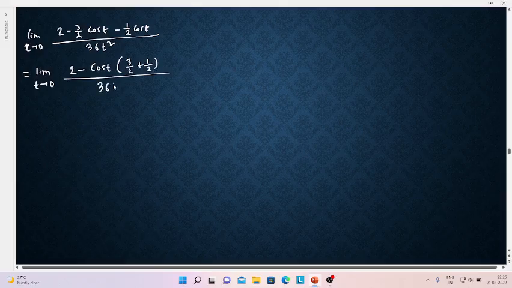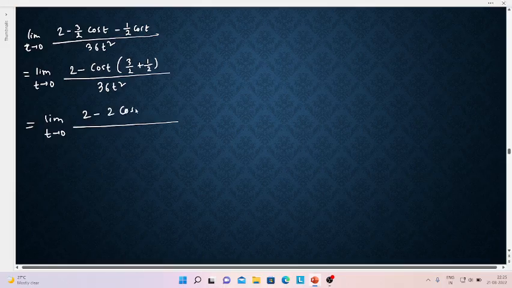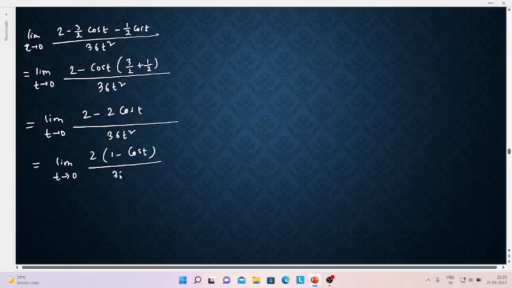And on the denominator we have 36 t square, right? So it will become limit t tends to 0, it will be 2 minus, that will be nothing but 2, right? So it will be 2 cos t, right? And on the denominator we have 36 t square, right? So if we take common 2 on the numerator, it will become 2 times 1 minus cos t, and on the denominator we have 36 t square, right? So if you just neglect that part, it will become nothing but 18, right?